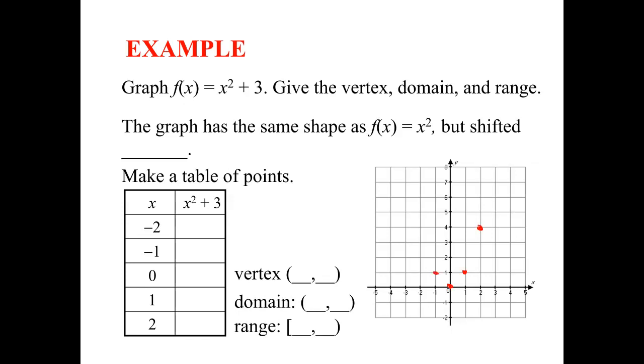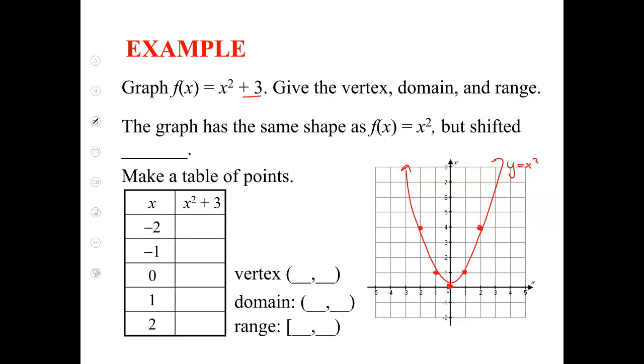0 squared is 0, 1 squared is 1, 2 squared is 4. So that's my parent function, y equals x squared. What I'm going to do is take y equals x squared and add 3 to everything. If we do a table of values, you won't need to do one every time, but if we do it, we can see why this change is happening.